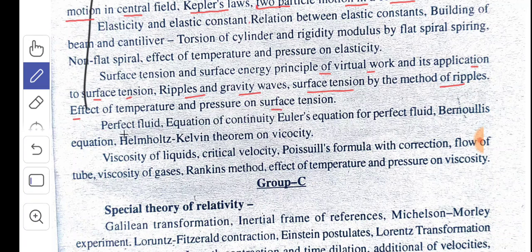Next is perfect fluid. Next is equation of continuity, Euler's equations of perfect fluid, Bernoulli's equation, Helmholtz Kelvin theorem on viscosity. Next is viscosity of liquids, critical velocity, Poiseuille's formula with correction. Next is flow in tube, viscosity of gases, Rankine's method, effect of temperature and pressure on viscosity.